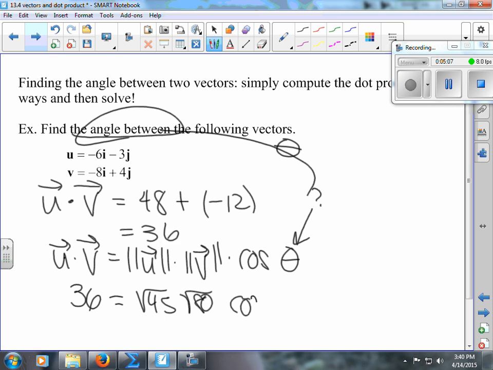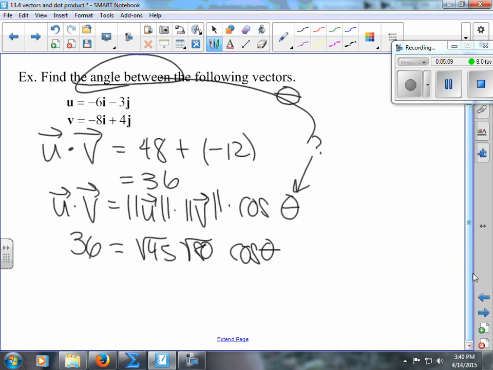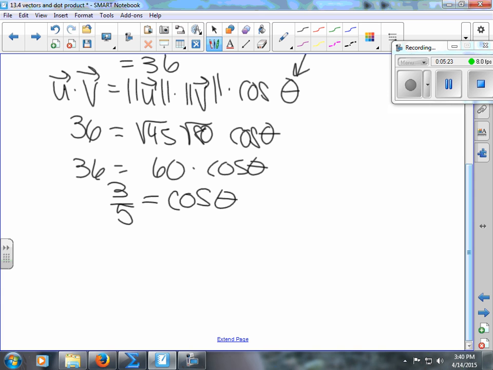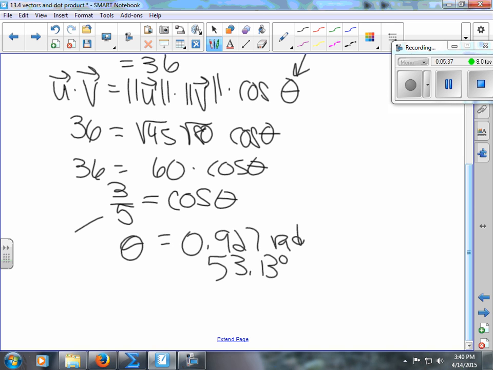And so now my only unknown is theta. This gives me 36 equals 60 times the cosine of theta. And so I know that the cosine of theta should be 3/5. I would have to do the inverse cosine of 3/5, and that would be 0.927 radians, or 53.13 degrees. You just have to do the radians. I'll give you nice ratios that you know, so that you don't need a calculator. I obviously used a calculator to compute theta there.